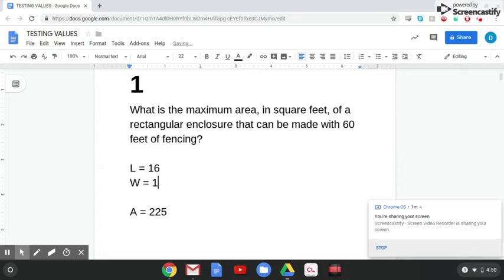So now we know that our maximum that we can get is a square, length of 15, width of 15, and that gets us an area of 225, which means the maximum area we got is 225.